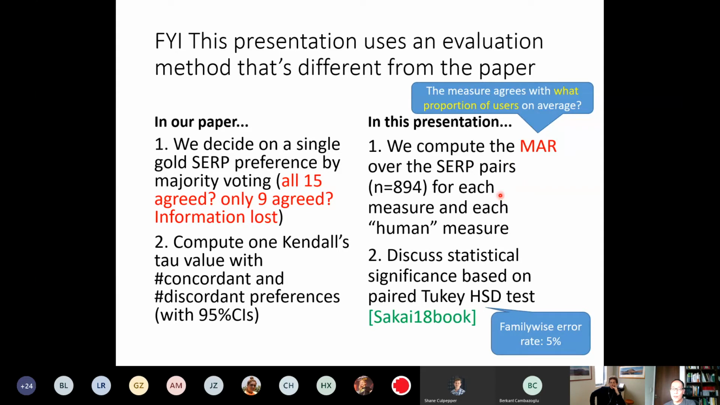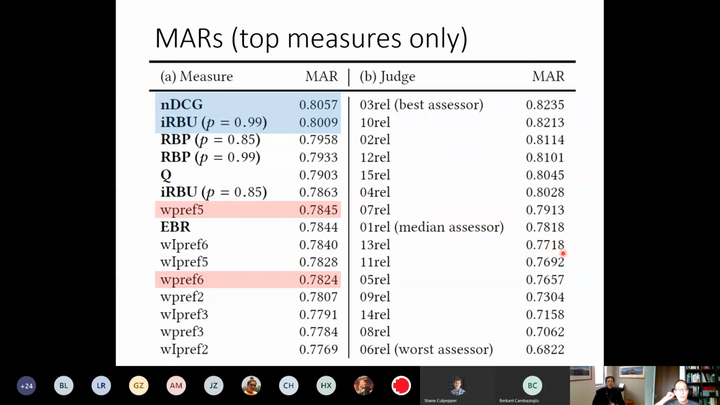Okay, now I can talk about mean agreement rates for different measures and also human measures, and do a multiple comparison procedure like the Tukey HSD test. So I will talk about these numbers. I think that these are more informative. So to give you some of the results, I'm showing you the top results only.